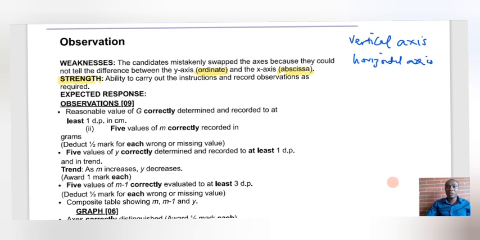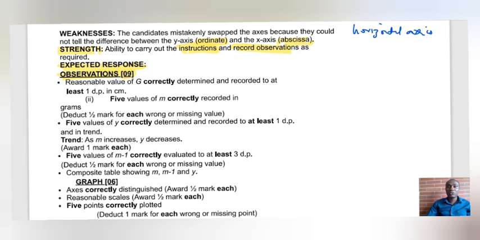Then we have the strength, which is the ability to carry out the instructions and record observations as required. The strength was that most students were able to read the instructions. It's very important that you know how to read. You must always read the instructions and also record your observation. It's very important. So we're going to look at the steps that you are expected to take when recording your observations. So we have expected responses. The expected responses are this. Observations, 9 marks. You are given 9 marks for this question.